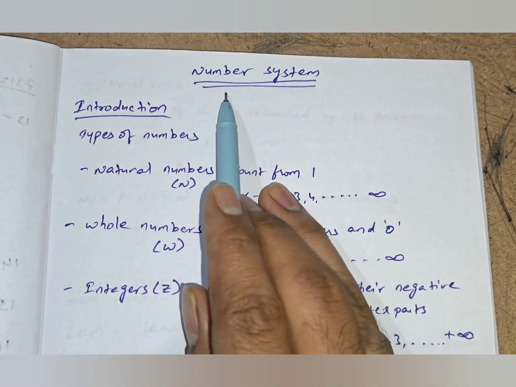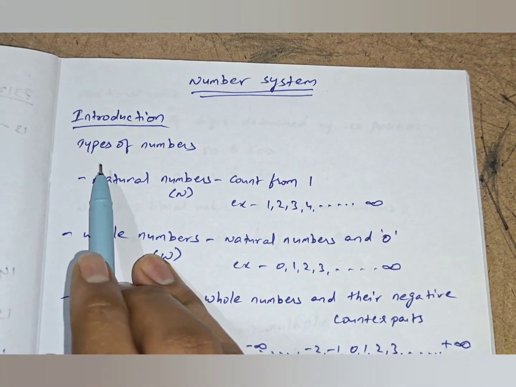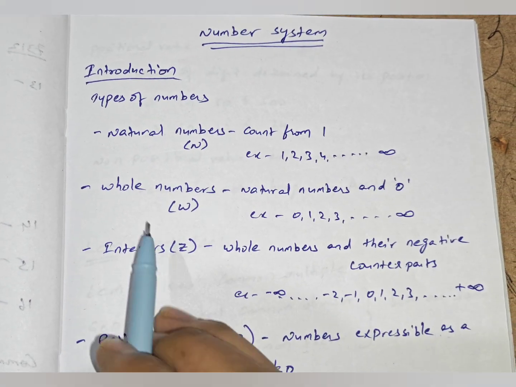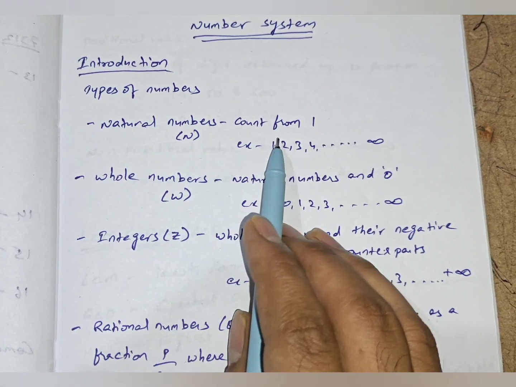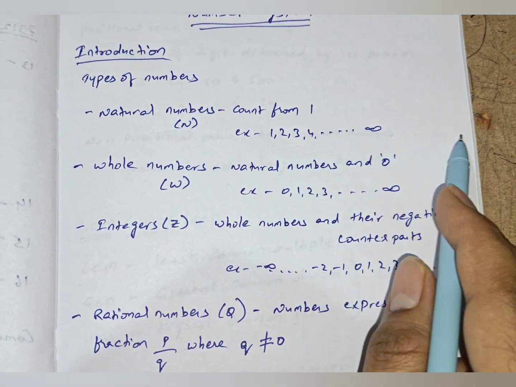Today let us learn the topic number system. Before going into the topic, let us have an introduction to this topic. There are different kinds of number systems, like different types of numbers. Natural numbers start from 1 and are positive: 1, 2, 3, 4, and so on up to infinity.